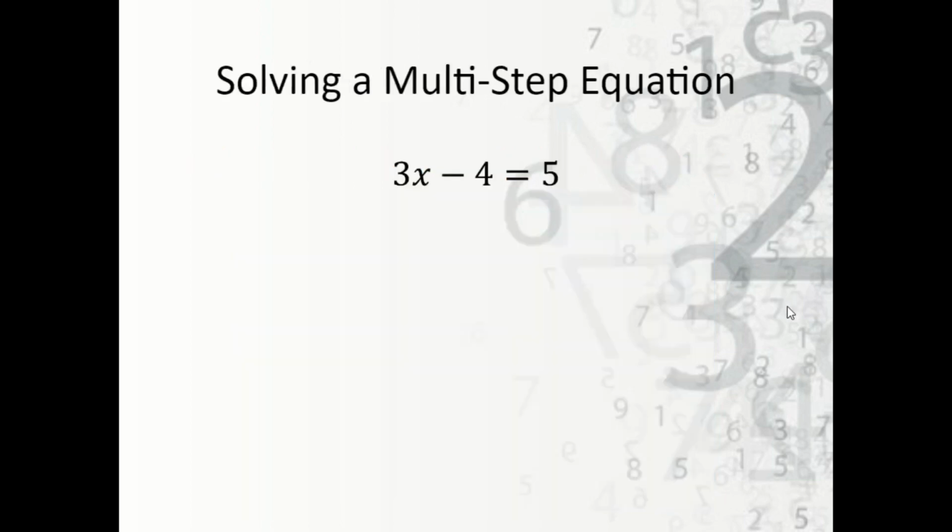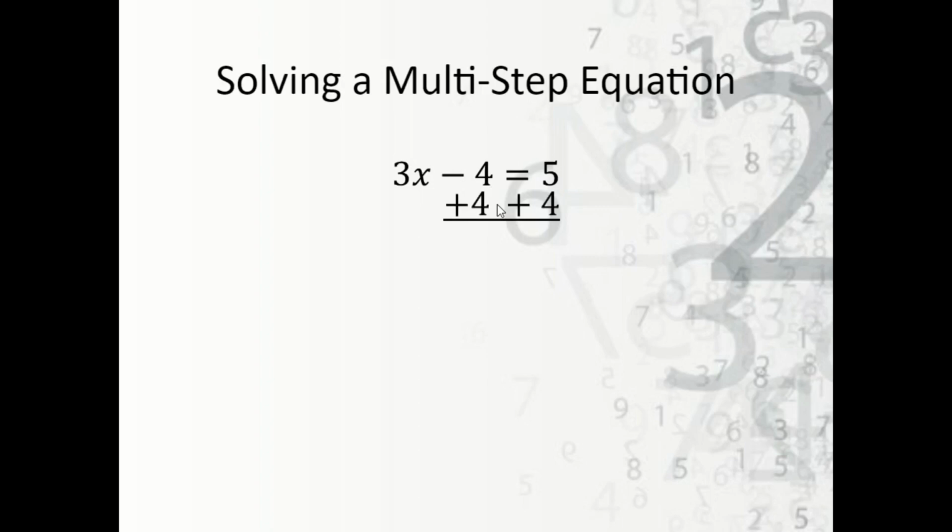So let's look at a simple equation here. We're given 3x minus 4 is equal to 5. Well, we all have our ideas of how to solve this, and most of us would just get to work right away. We'd add the 4 to both sides and then divide by 3. So let's go ahead and do that.